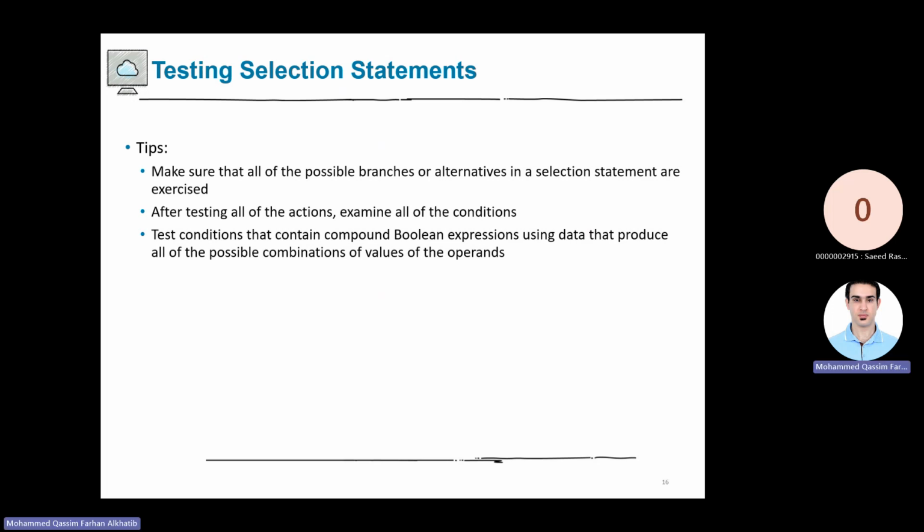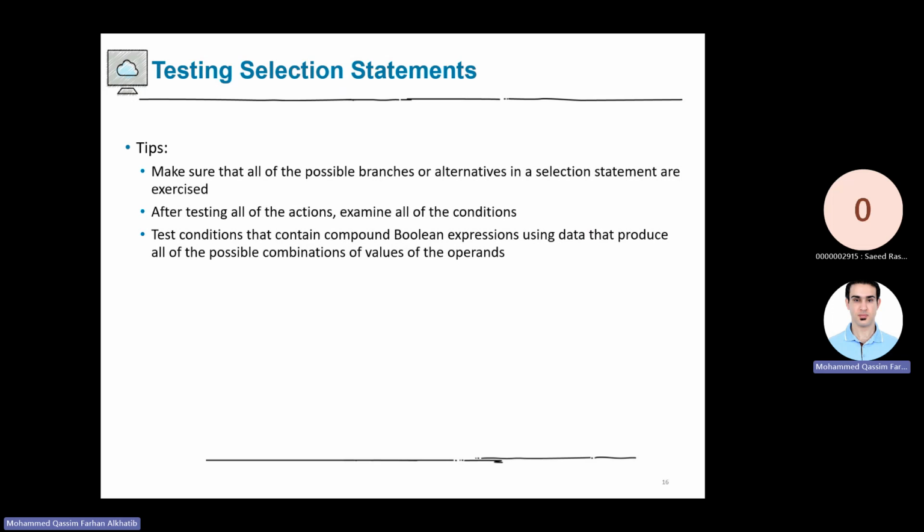So sometimes when you run a conditional statement, make sure that all possible branches or alternatives in the selection statement are exercised, meaning that if there is a true case, there is a false case. So check all possibilities, or in the multi-branch statement, check all possibilities that you have. After testing all the actions, examine all of the conditions. But sometimes when you run the code, you might get an error. So check, did you cover all cases? If they are all covered, then check your conditions. Probably you forgot an equality sign for less than or equal, you put less than. That could be one of the issues.